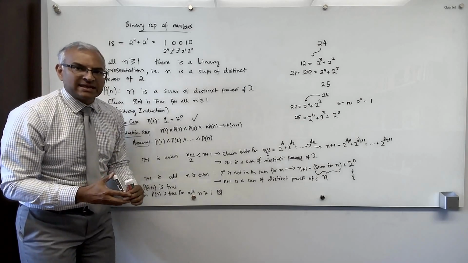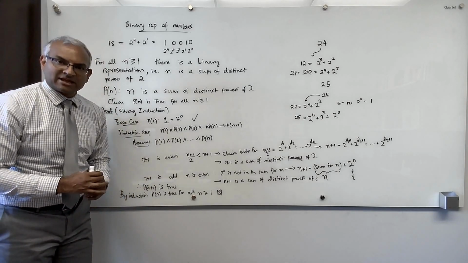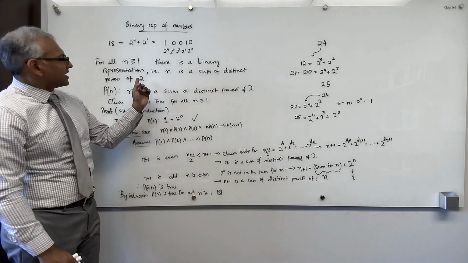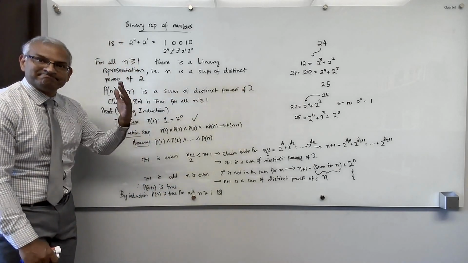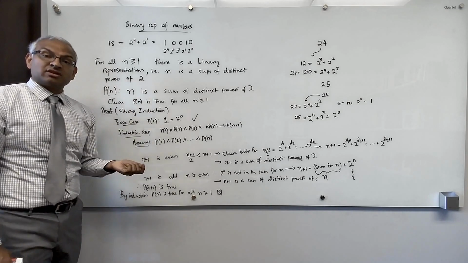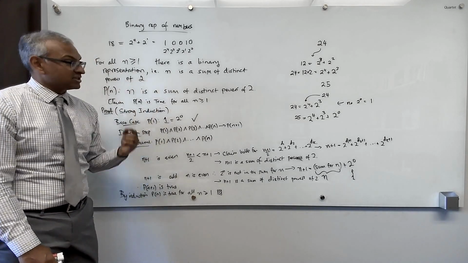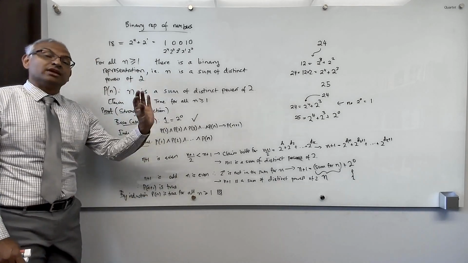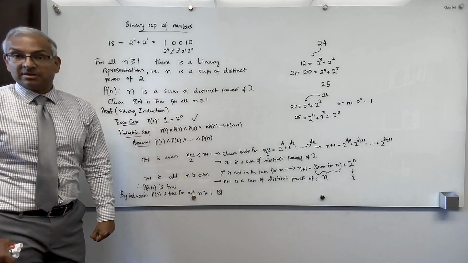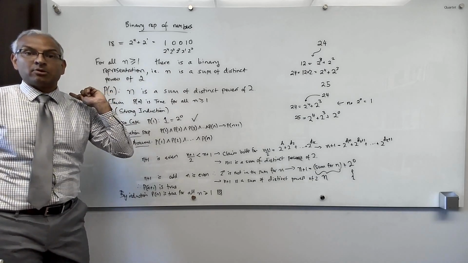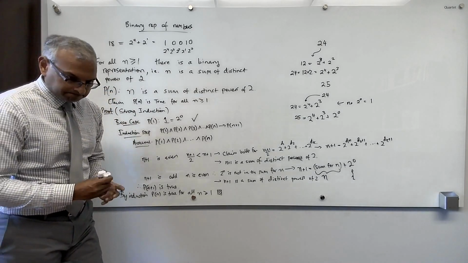Every number n has a binary expansion, a representation as a sum of distinct powers of 2. In fact, we can now sit down and try to think, how would I prove that that representation is unique? There are no two different ways to represent a number as a sum of distinct powers of 2.